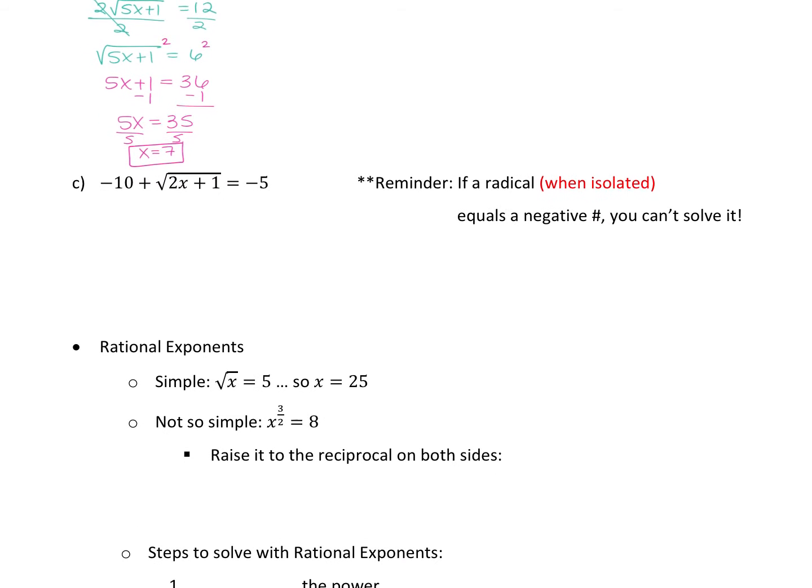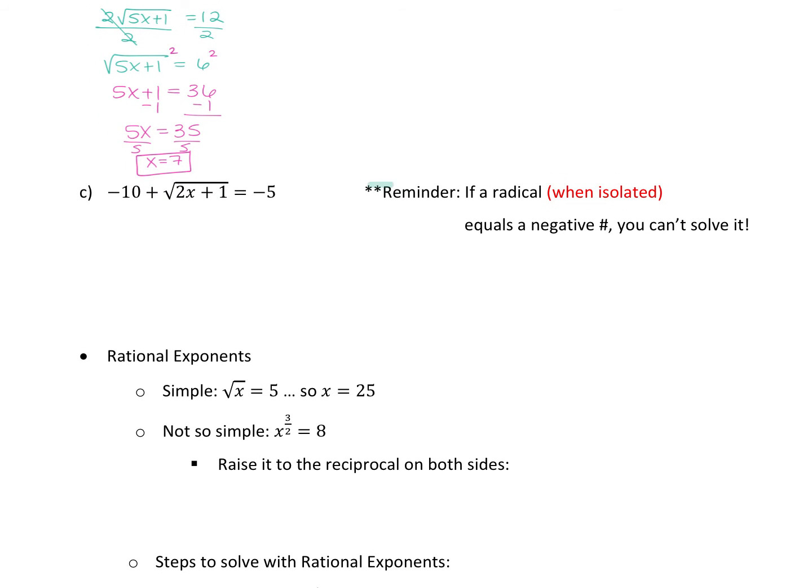Here's a little side note for you over here. Okay, a little reminder. If a radical, when it's all by itself, if a radical is isolated and it's equal to a negative number, you can't solve it. Okay, now notice this. There's a negative over here. And there's a radical, but there's something outside of the radical.